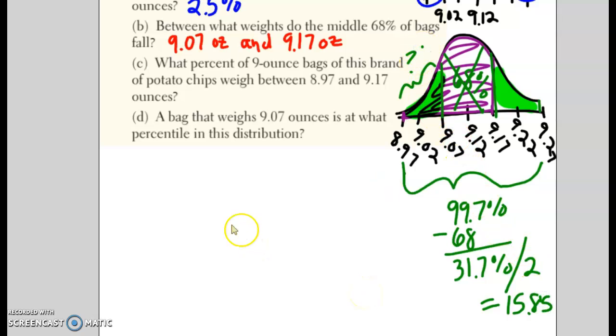So that means the total area is 68 plus that 15.85. So that total area of the purple is 83.85%.